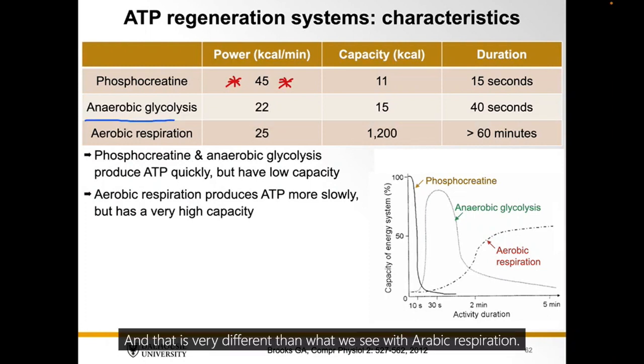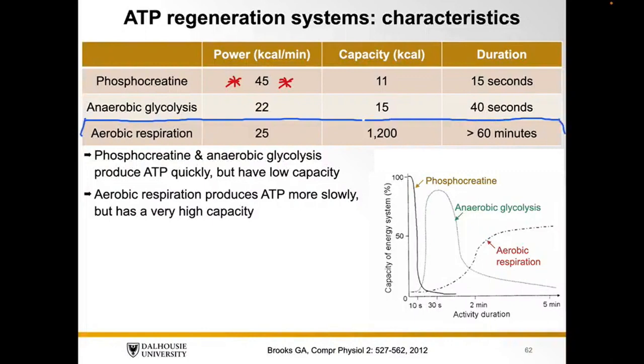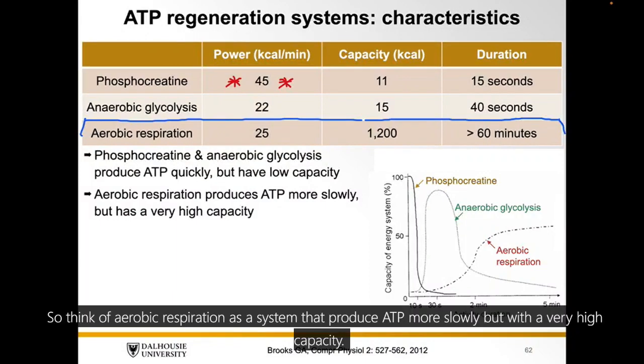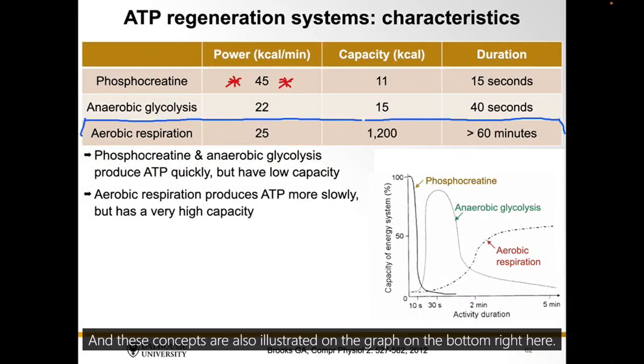And that is very different than what we see with aerobic respiration. So you can see that aerobic respiration has almost an unlimited capacity to produce ATP and can last for 60 minutes, 2 hours, depending on the individual, their training status, and so on. So think of aerobic respiration as a system that produces ATP more slowly, but with a very high capacity. And these concepts are also illustrated on the graph on the bottom right here.